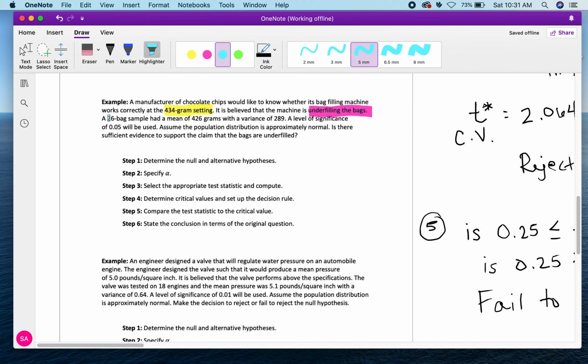A 26 bag sample, so it's less than 30, we're definitely going to be using a t-statistic, has a mean of 426 grams with a variance of 289. So again, they're giving us the sample variance. A level of significance of 0.05 will be used. Assume the population distribution is approximately normal. Is there sufficient evidence to support the claim that the bags are underfilled? All right, let's get to it.